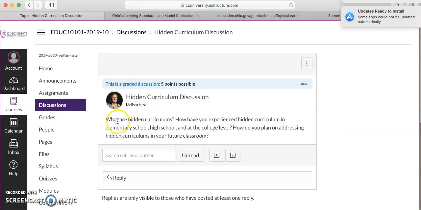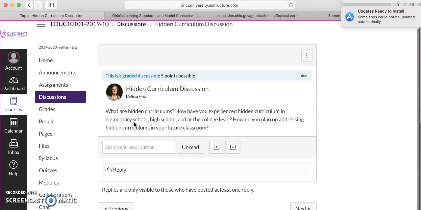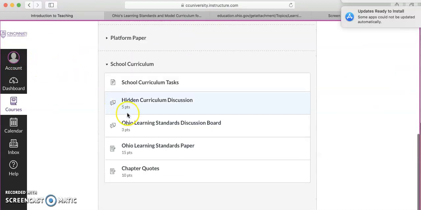You're going to answer the question, what are hidden curriculums? How have you experienced hidden curriculum in elementary school and high school and at the college level? And then also, how do you plan on addressing hidden curriculums in your future classroom? So you're going to make that initial post. You can see it is worth 5 points, but you're going to make that initial post without seeing anyone else's post. Once you have submitted your initial thoughts, then you can see everybody else's thoughts. So that's where you're going to do that.